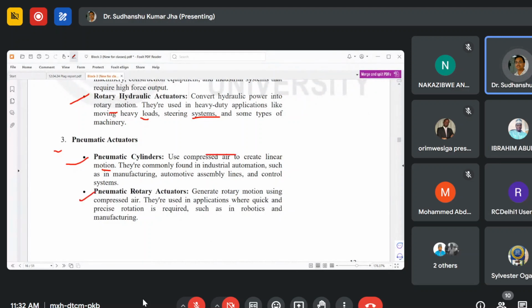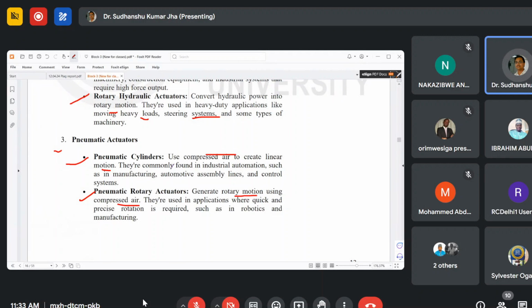Whereas pneumatic rotary actuators generate a rotary motion using the compressor. In the pneumatic cylinders, we have very compressed air in the cylinder, and it is basically used in industrial operations like automotive assembly lines, control systems, manufacturing systems, etc.